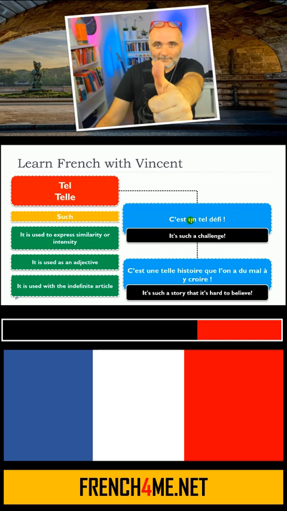So keep in mind that the article is really important, because if you put the definite article, c'est le tel défi, it's a mistake, because clearly it doesn't work with the definite article. It must be the indefinite article. C'est un tel défi, c'est une telle histoire.